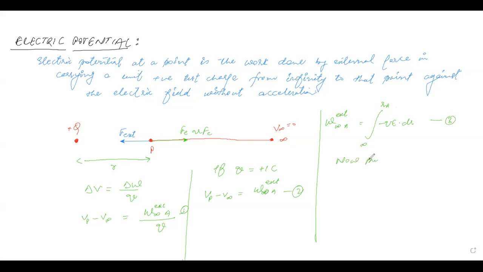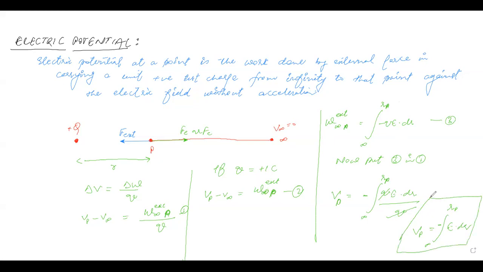Now, we are going to put equation number 3 in equation number 1. We get V at P is equal to minus the integration from infinity to r_P of QE dot dr over Q. Q is cancelled with Q and we get potential at P, sorry, this is P, not A, because we are transporting from infinity to point P. Okay, V_P is equal to minus the integration from infinity to r_P, this is your r_P, of E dot dr. Do you clearly understand it or not? Hello? Yes, sir. Okay, note it down, please.